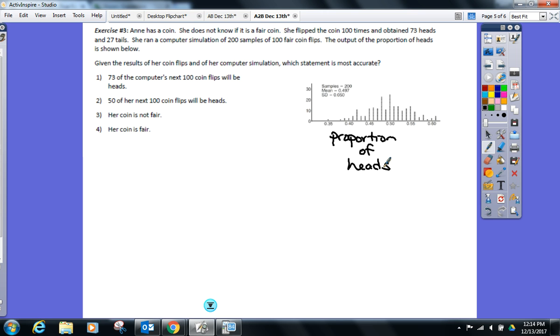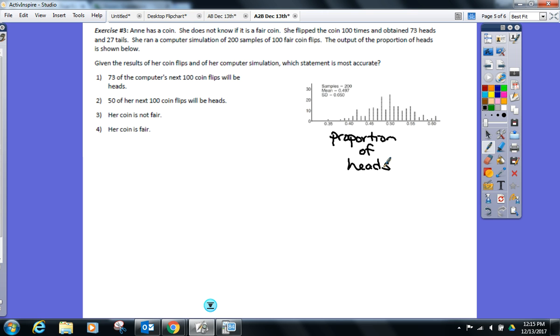Well, how many heads did she get on her own sample? 73, right? Notice anything about our dot plot, guys, when she ran the simulation? What do you notice about 73? It's not even there. That's a little unusual, isn't it? That's unusual because when we did this thing 20,000 times, 73 never came up. Okay, never came up. So that's a little unusual.